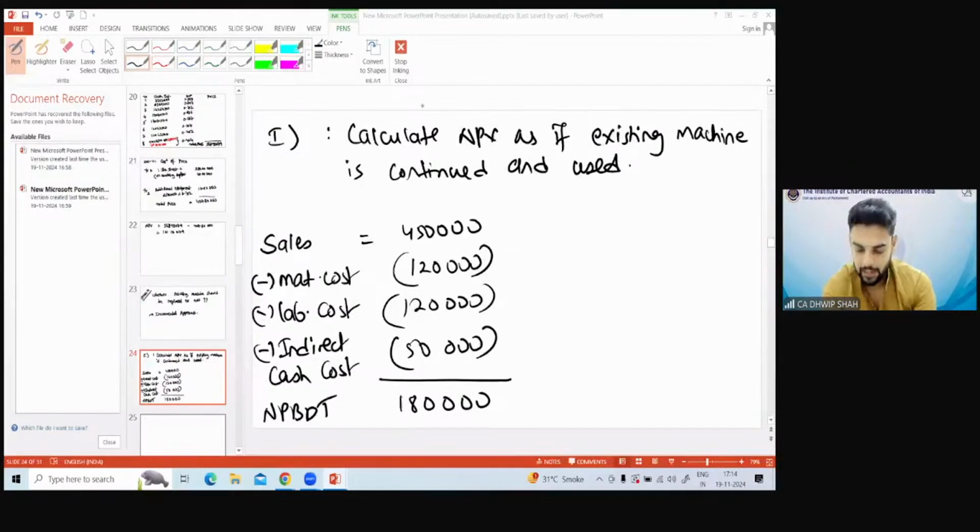So when I say my NPBDT is 1,80,000 if existing machine had been continued in the business, yes or no? Any doubts still here, friends? I will go at a slow pace for this question because replacement type questions also hold a great weightage from examination perspective. Any doubts still here, students? So if existing machine was continued in the business, my NPBDT would be 180.